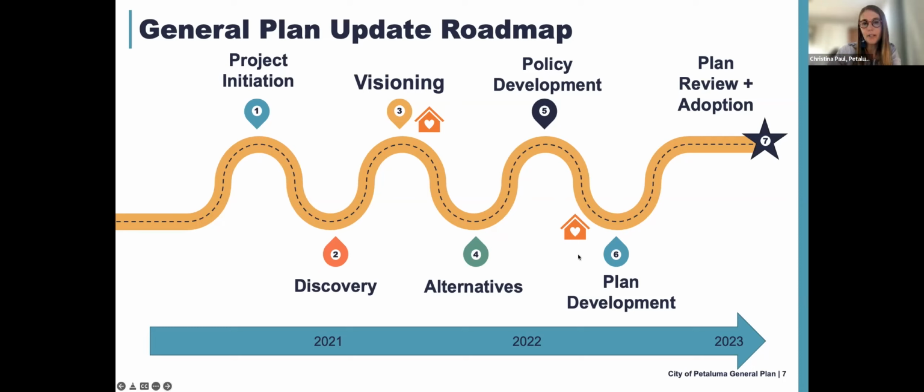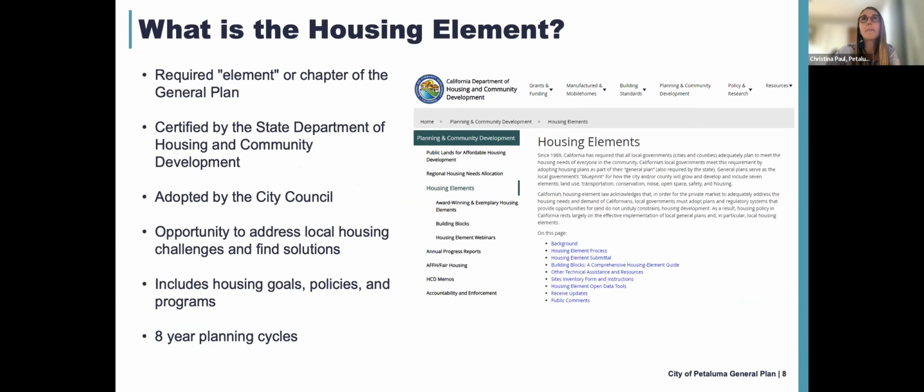With the general plan itself, we are coming into the alternatives phase where we start to think about different scenarios for the development of the city. Then we're going to develop policies to shape those scenarios, the preferred scenario, and help to make sure that that is implementable. So what is a housing element? We are, again, going to get into this in a lot more detail. Ron's going to give you all of the download that you need, but just from a very broad perspective, the housing element is a required part of the general plan. We call them elements.